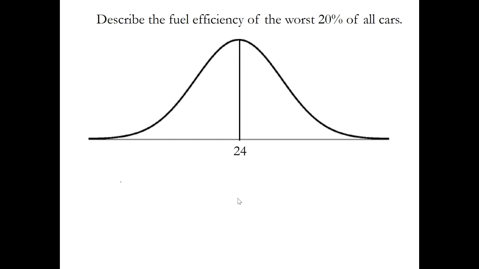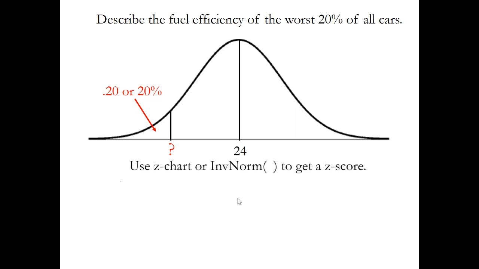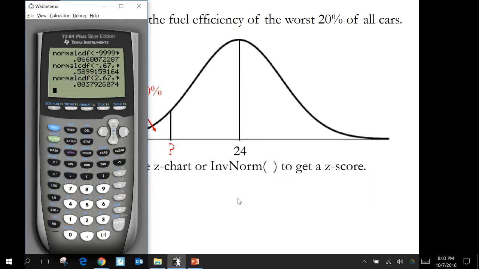We can also ask it a different way, though. There's other things we can do with this normal curve. I can say, what's the fuel efficiency like for the worst 20% of cars on the road? We don't know their miles per gallon; we want to find it. But I know they're the lower 20% of cars. So I don't know what the z-score is, but I know that part of the curve is 0.2, or 20%. Well, we have another command. I can use a z-chart and look for that lower 0.2, where the left-hand side of the graph is 0.2. Or I can use inverse norm. Let's see how that works with the calculator.